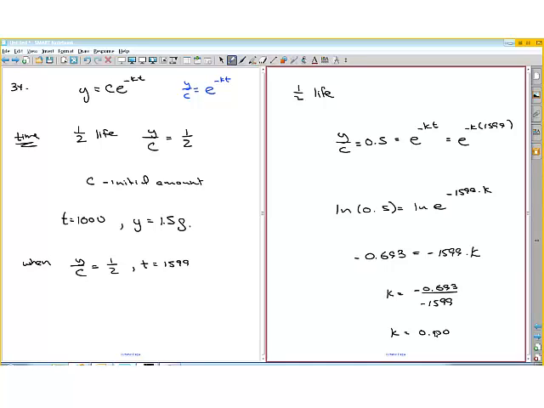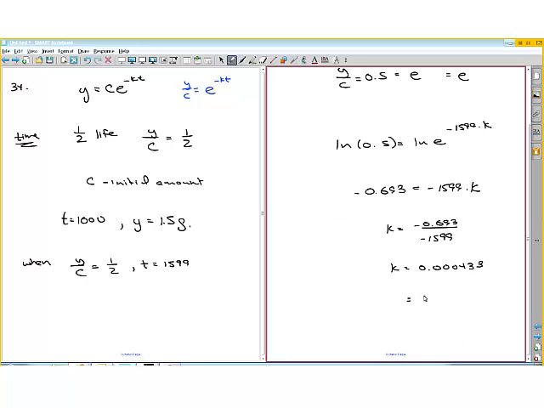And so I get k is equal to 0.000433, or 4.33 times 10 to the minus 4. So that's k. So I can go back and say that the original equation is y is equal to c e to the minus 0.000433 t.